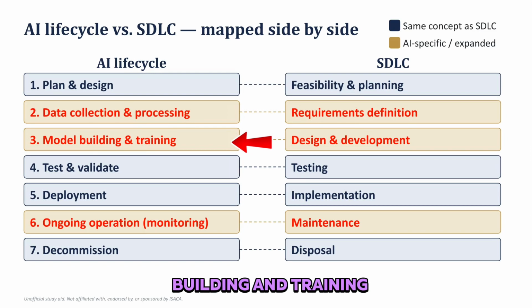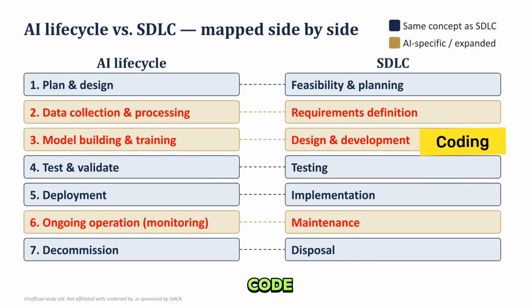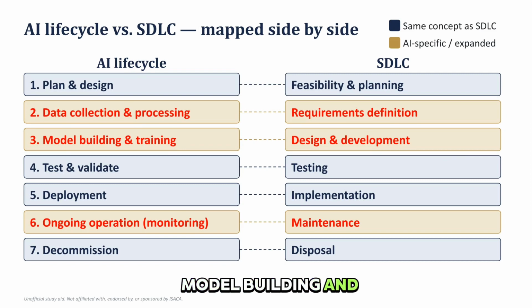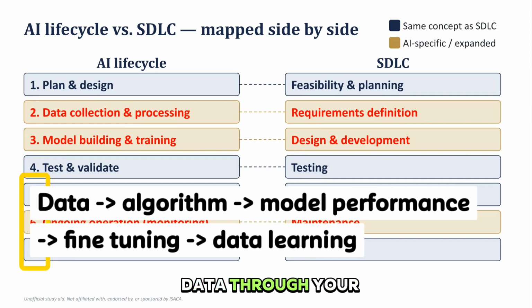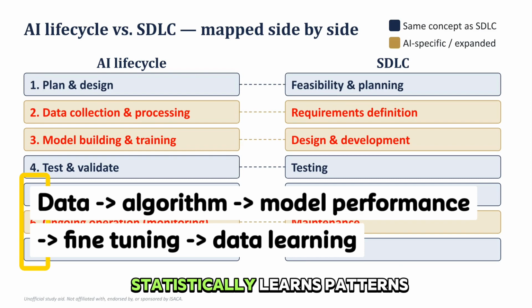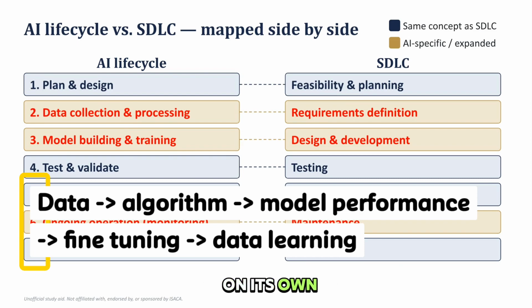Stage 3, model building and training, next to design and development. Second divergence, and it's a big one. In SDLC development, a developer writes deterministic rule-based code against a fixed spec. Same input, same output every single time. Model building and training works completely differently. You feed processed data through your developed algorithm, adjust the models to reach the desired performance, and the system statistically learns patterns from the data on its own.